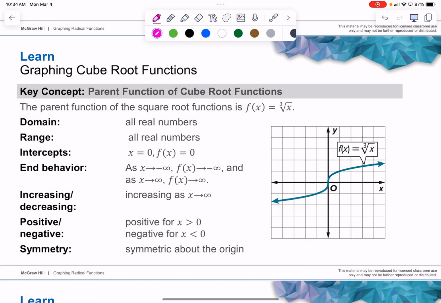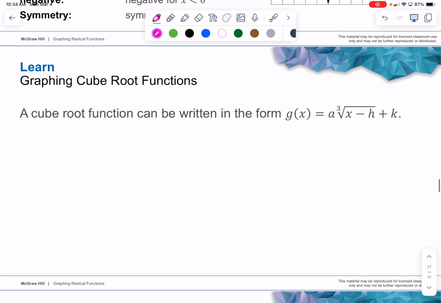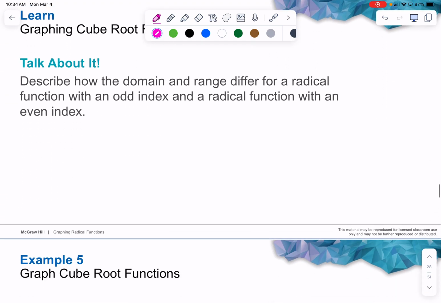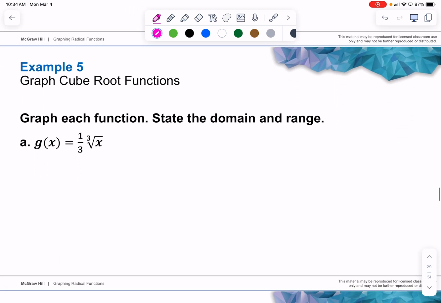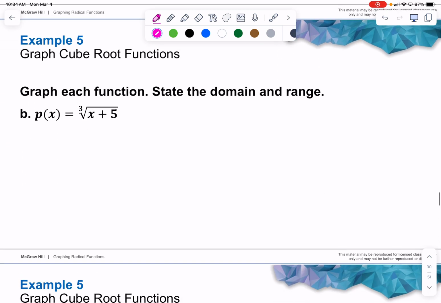Okay, we can see this is an always increasing function. y values are positive for positive x values, negative for negative x values. We introduce that form. I'm going to graph these in a different order. We're going to start with problem B here. We're going to graph each function and then work on our domain and range.